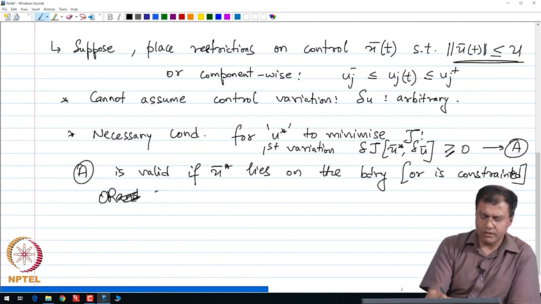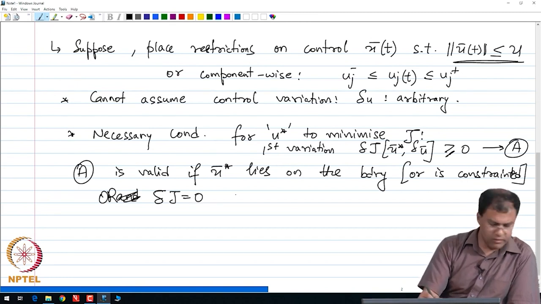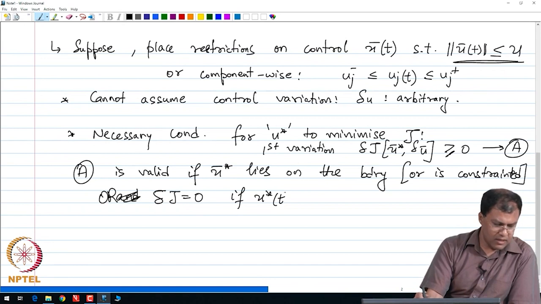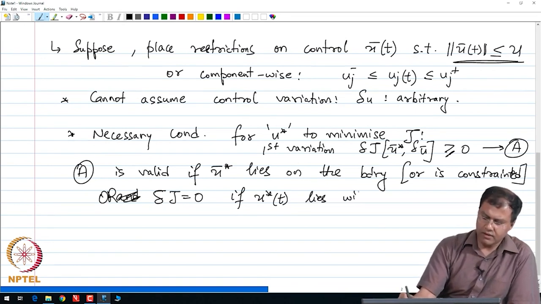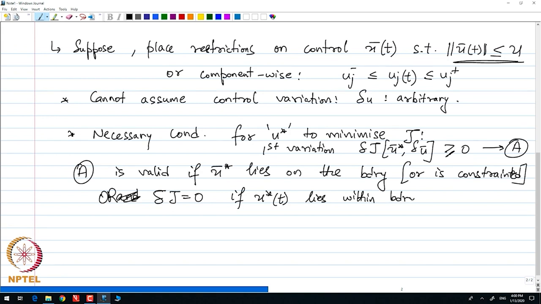or the other case is that the first variation is 0 if u star of t lies within the boundary, or has no constraints. Okay. So, what we have got is that we can use our regular condition that the first variation is 0 if u star lies within the boundary, or there are no constraints on u, which is the unconstrained problem, or we can impose the inequality if u is constrained or u lies on the boundary.